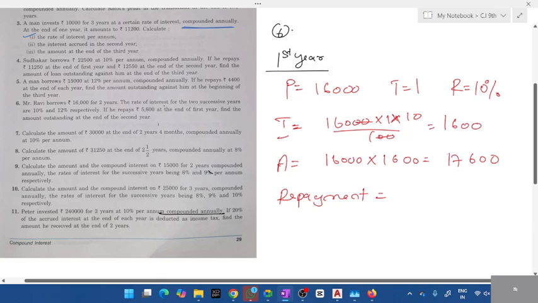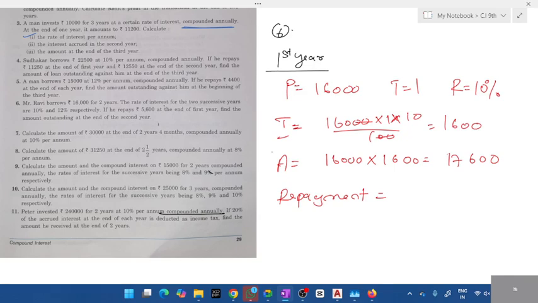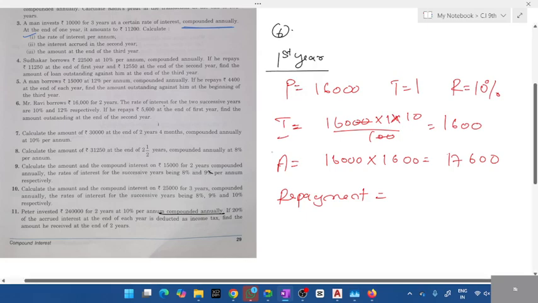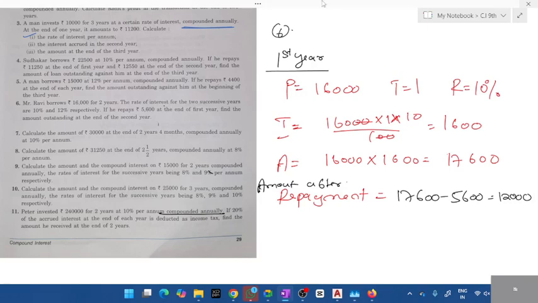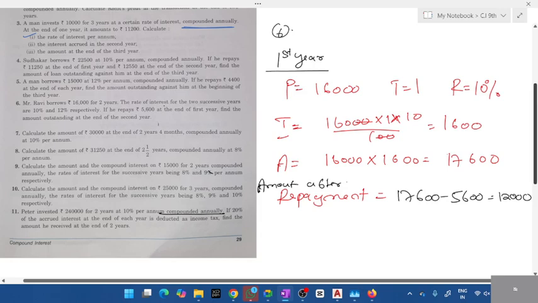Fine. It is a repayment question, students. What do you do after this? If he repays 5,000 at the end of first year, how much is he repaying at the end of first year? So how do you calculate? 17,600 minus 5,000, you get 12,600. Take this and mention here: amount after repayment, right? These are the steps. That's it. And for second year, the rate is not the same. Remember that, 12%. Fourth and fifth questions, you can practice later.